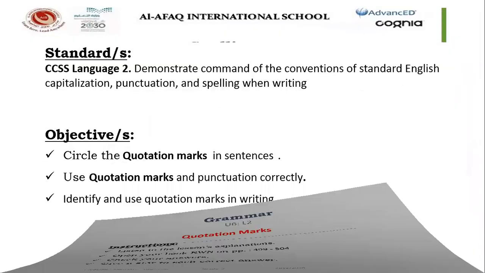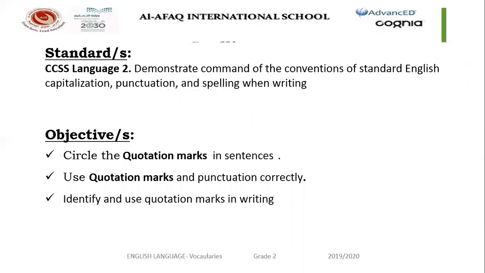Today's standards: Common Core Standard Language 2, demonstrate command of the conventions of standard English, capitalization, punctuation, and spelling when writing. Objectives: by the end of the period, you will be able to circle the quotation marks in sentences. You will use quotation marks and punctuation correctly. You will identify and use quotation marks in writing.